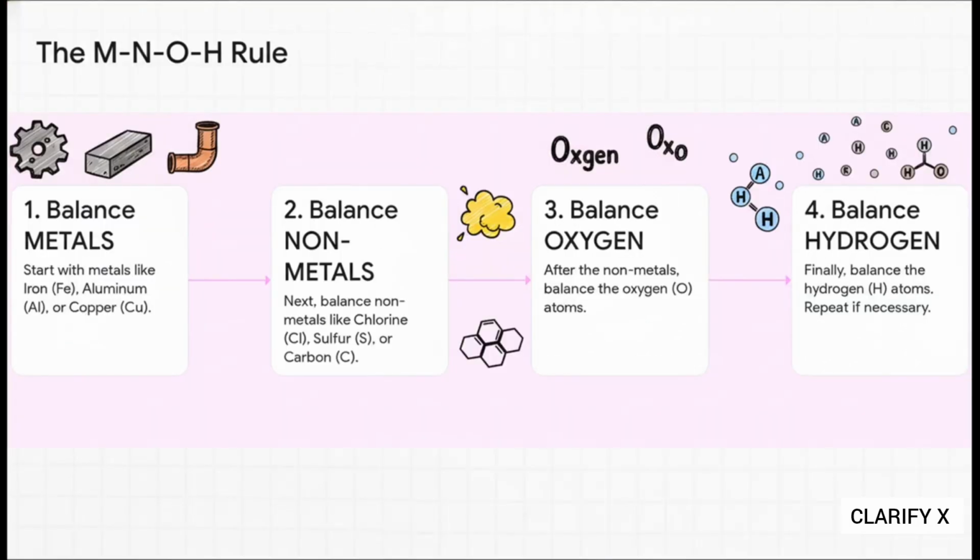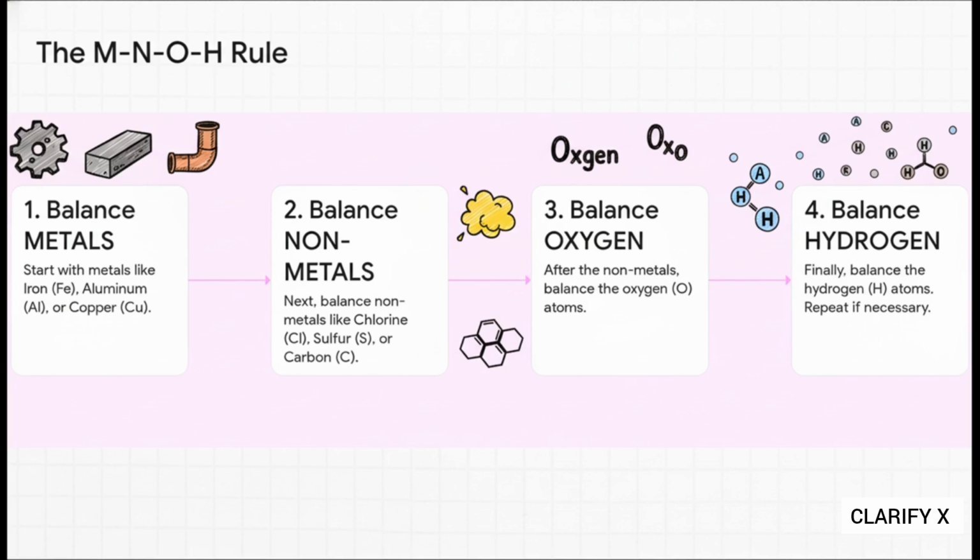Here it is. It's a simple 4-step process. Just follow this order every single time. Step 1, balance your metals first. Things like iron, aluminum, copper. Step 2, then you balance the nonmetals, but hold off on oxygen and hydrogen for now. So things like chlorine, sulfur, carbon. Step 3, next up, you balance the oxygen atoms. And finally, step 4, you balance the hydrogen atoms. Think of it like this: MnOH. Metal, nonmetal, oxygen, hydrogen.